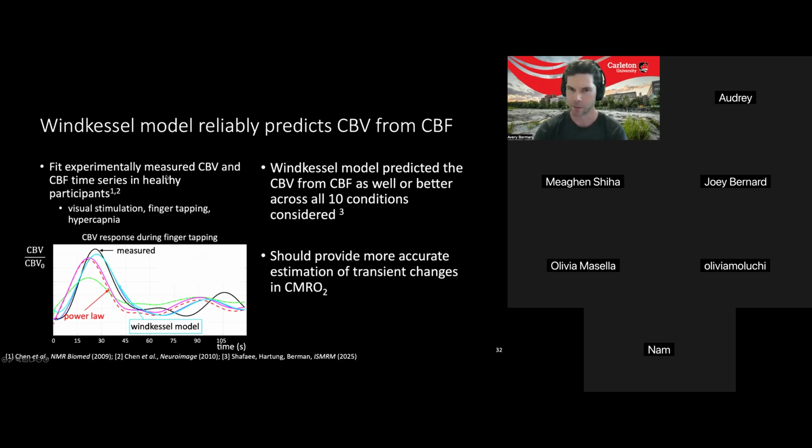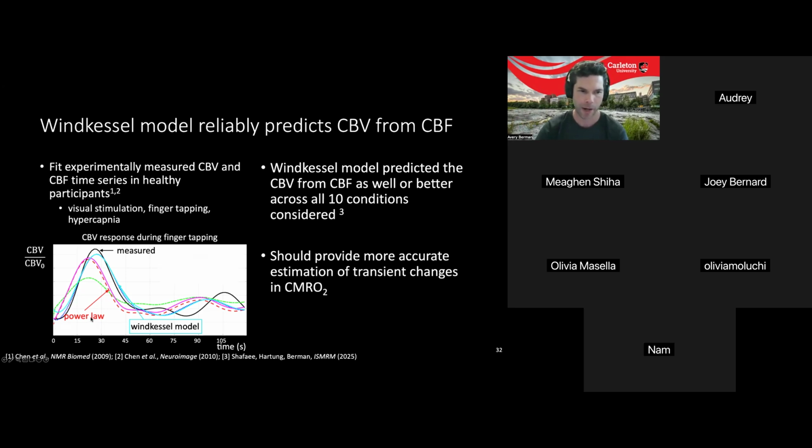We used, again, this data from our collaborator of measured cerebral blood volume and cerebral blood flow time series in response to a range of different tasks in healthy participants. Those tasks include visual stimulus in the scanner, finger tapping tasks in the scanner, as well as this carbon dioxide challenge, which causes the vessels to dilate and change. Here's an example time series looking at cerebral blood volume that's measured, the black time series, across our participants over time in response to a short 20-second or 24-second finger tapping task. We're comparing a whole bunch of models and how they predicted that change in blood volume.